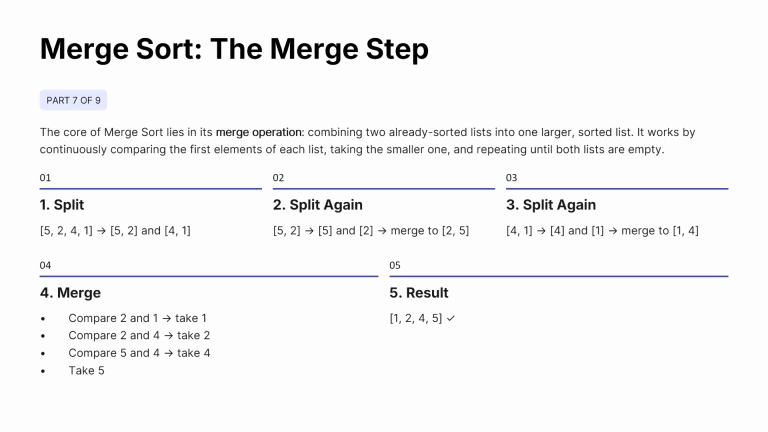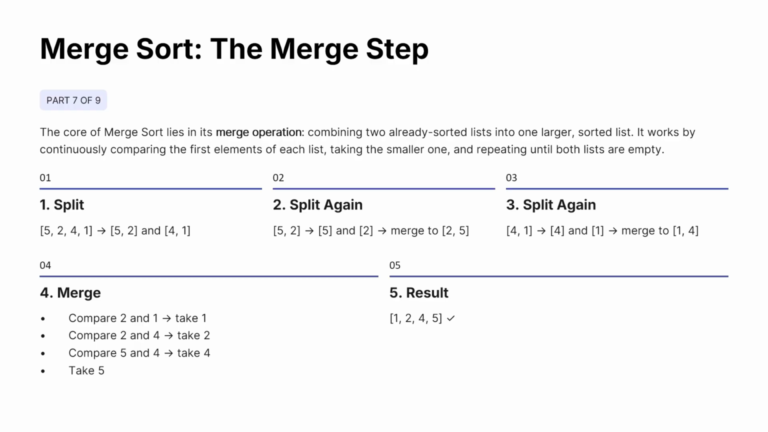Let's trace through sorting 5, 2, 4, 1. Split into 5, 2, and 4, 1. Split 5, 2 into 5, and 2, merge to 2, 5. Split 4, 1 into 4, and 1, merge to 1, 4. Merge 2, 5, and 1, 4. Compare 2 and 1, take 1. Compare 2 and 4, take 2. Compare 5 and 4, take 4. Take 5. Result: 1, 2, 4, 5.